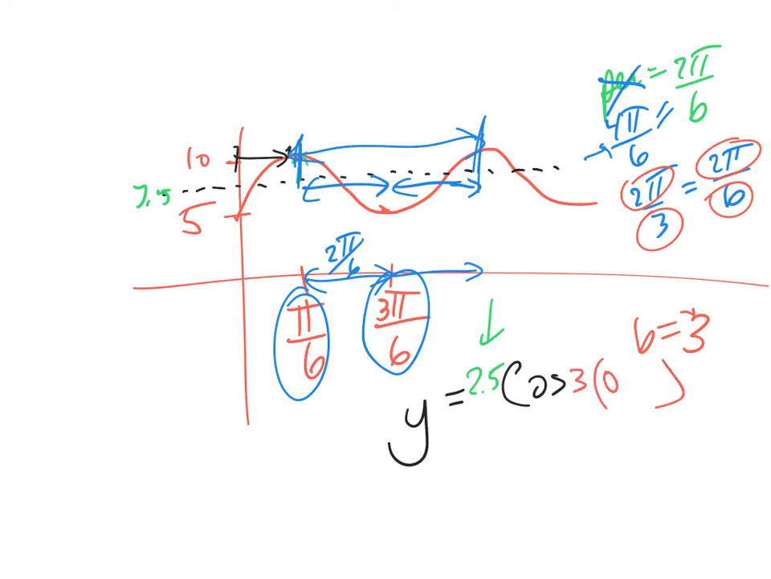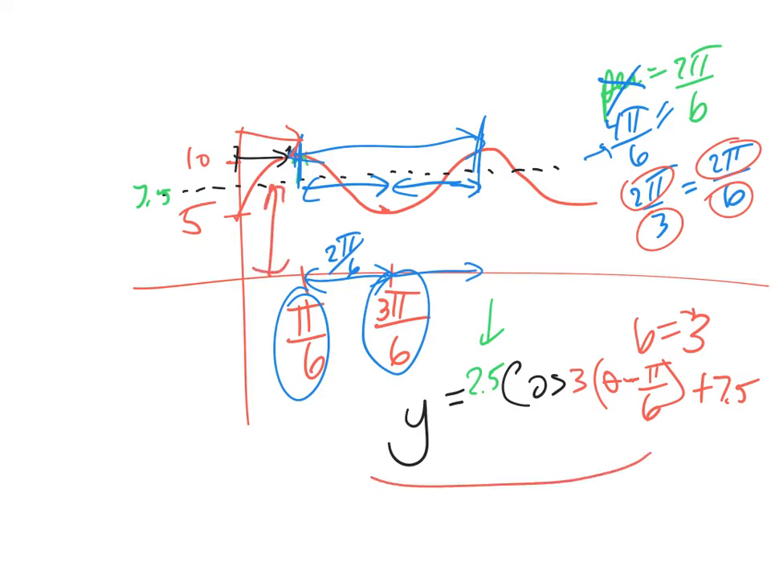Now, how about the shift? Yeah, the shift is going to be right pi over 6, because that's how far you have to go to get to the first peak. So minus pi over 6. You are so right. And then the last part, the constant. Is it 7.5, plus or minus? Plus. Plus 7.5. You're correct. It goes up the midline.